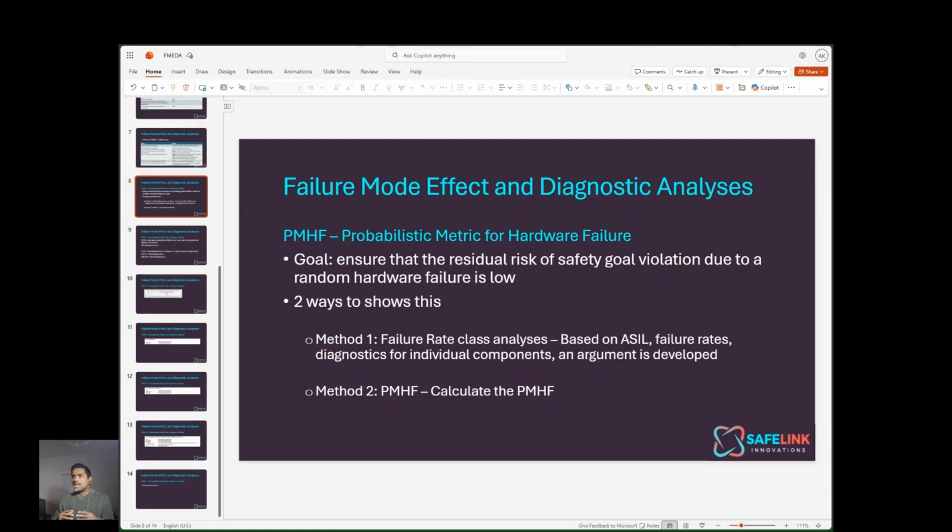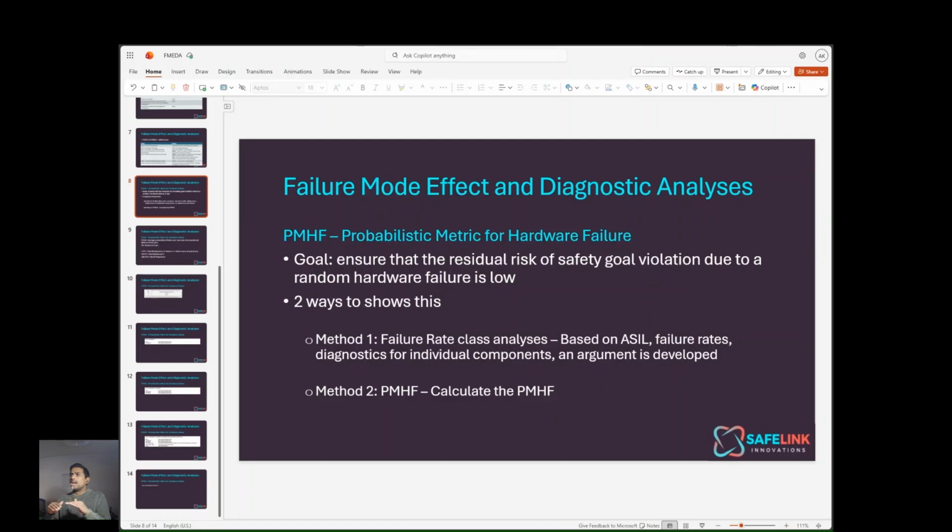What that means is, in a system, you're going to have several sensors, several control units, and several actuators. Some of the sensors can lead to a failure that can lead to a violation of a safety goal. Same thing with the actuators, same thing with the control units. What is the probability that any of these components can fail and this can lead to a safety goal violation? And we want this probability to be as low as possible. The lower the probability, the less likely it is to fail, and the safer the system is.